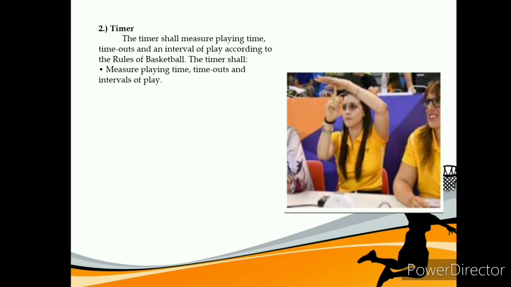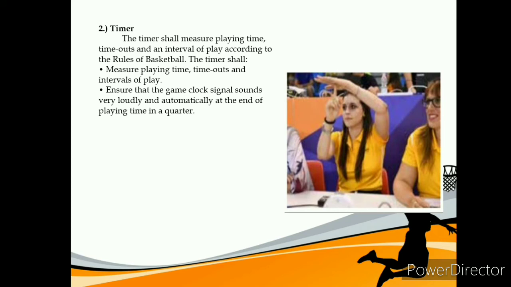The specific duties of a timekeeper are: first, measure playing time, timeouts, and intervals of play. Second, ensure that the game clock signals sounds very loudly and automatically at the end of playing time in a quarter. Quarter refers to the duration of the game, and basketball is divided into 4 quarters. Each quarter has a time limit of game time. For example, in FIBA, 1 quarter is equivalent to 10 minutes of game time, while for the NBA, it's 12 minutes long.